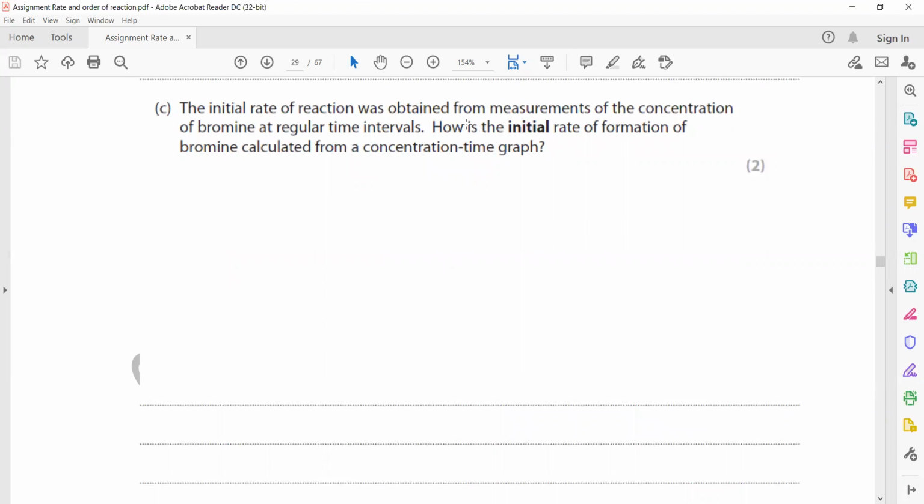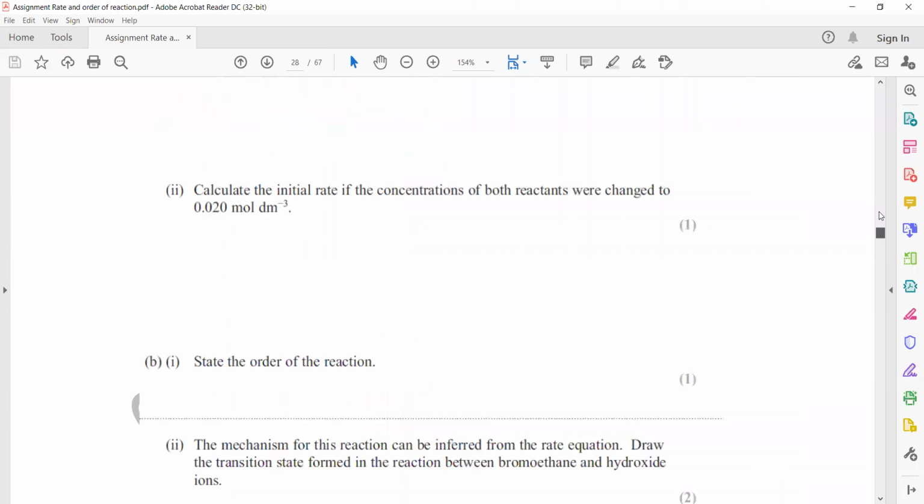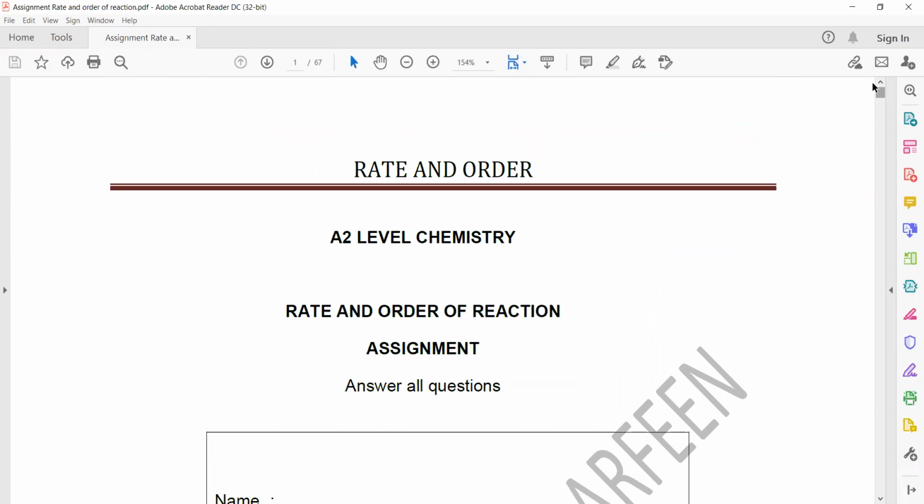The initial rate of reaction was obtained by measuring the concentration of bromine. How is the initial rate of formation of bromine calculated from a concentration time graph? By drawing a tangent, then the gradient. Yeah, that's good. So we draw a tangent and find the gradient, and that will give us the initial rate. So sketch a graph of concentration against time and draw the tangent. So this was the structured question related to the topic rate and order of the reaction.